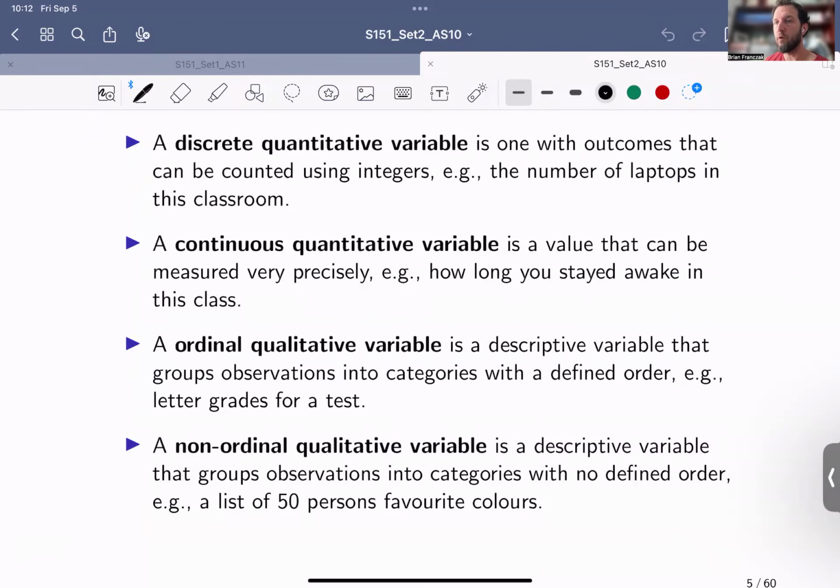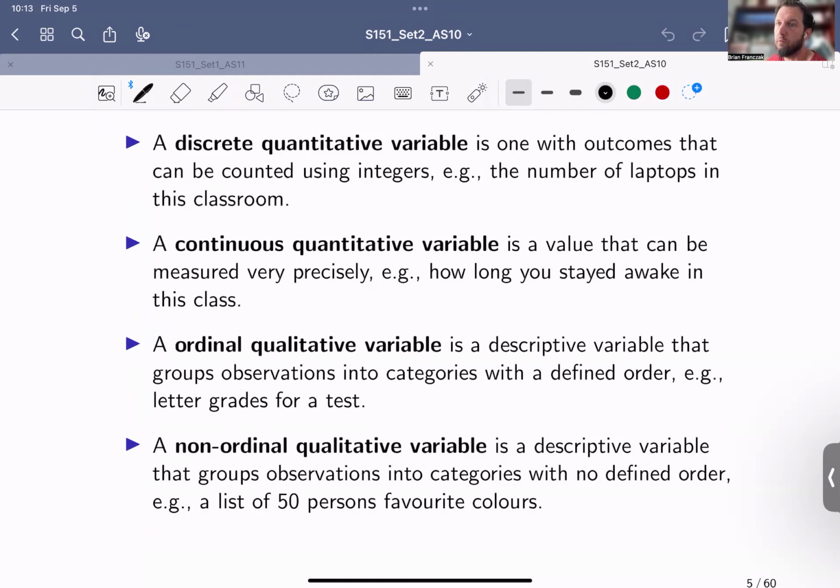Differentiating between the types of quantitative and qualitative variables is actually not that difficult. For example, a discrete quantitative variable is simply a value that appears as a whole number in the data set. So something like a count. For example, the number of laptops present in a classroom at any given time at the university. So in classroom number 1, there might be 7 laptops. In classroom number 2, there might be 12 laptops. In classroom number 3, there might be 16 laptops. That is a discrete quantitative value because it appears as a whole number.